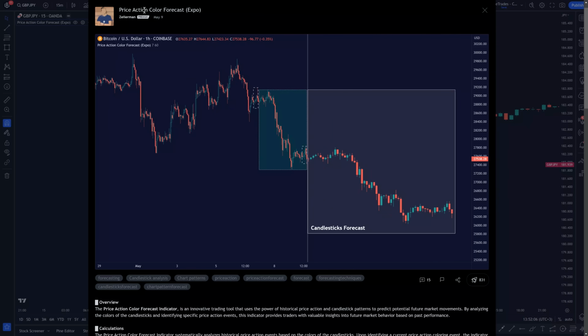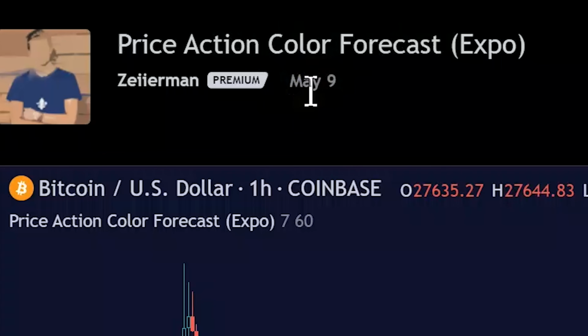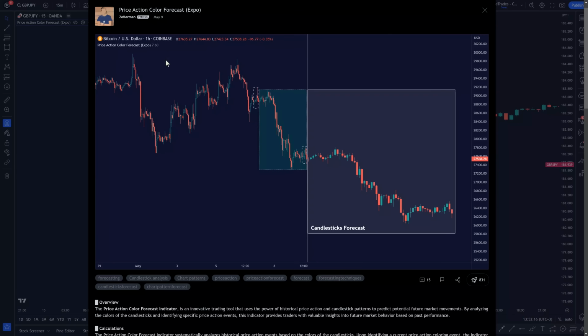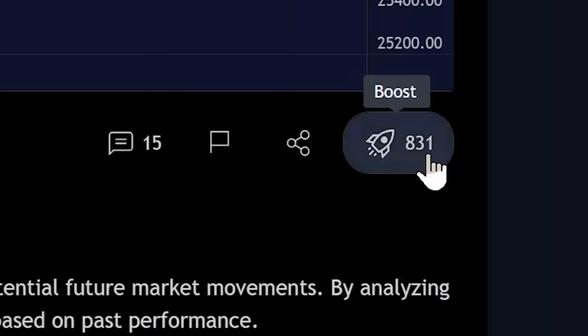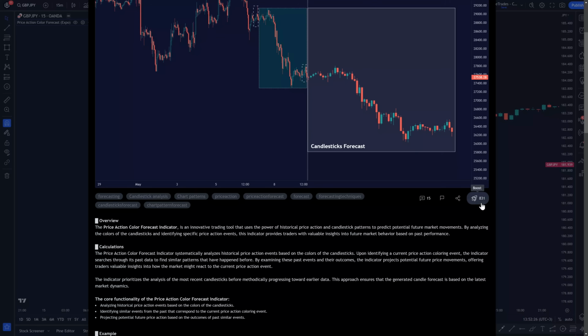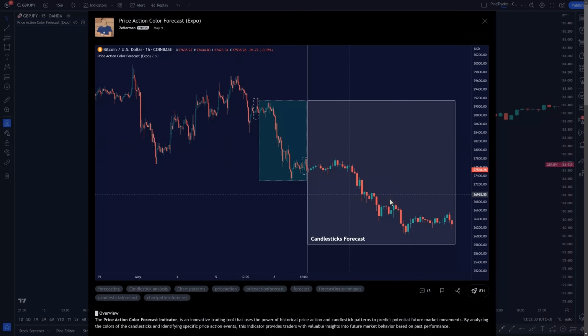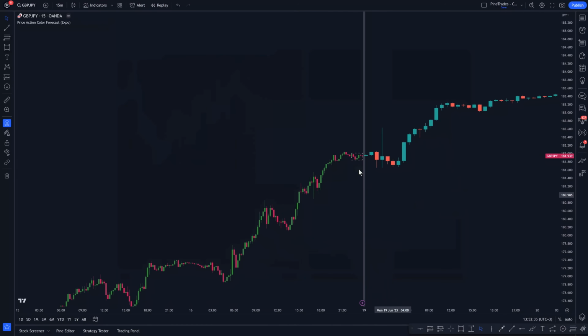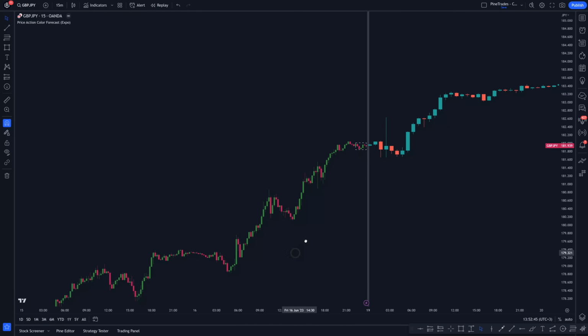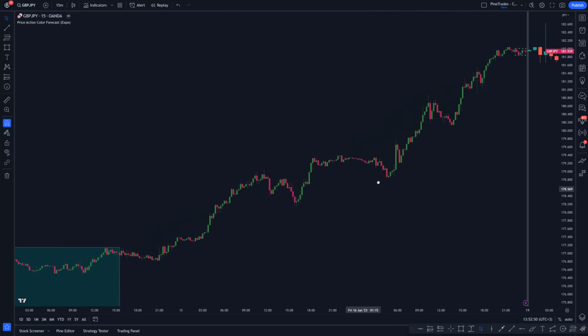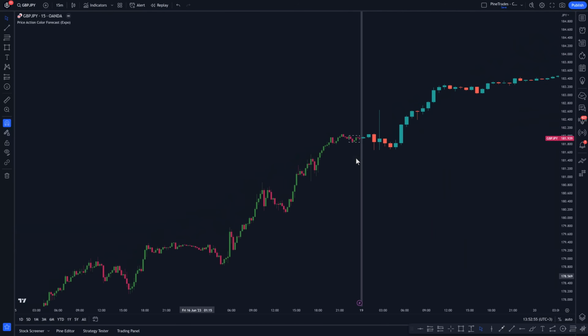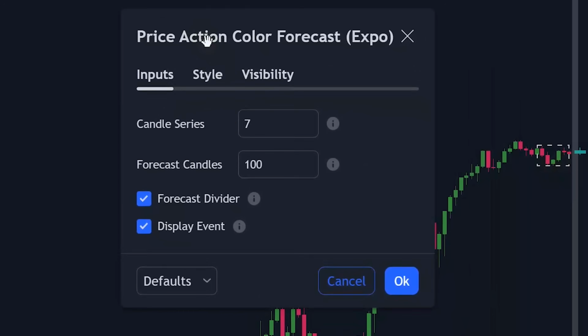This indicator was launched on the 9th of May 2023, so basically last month, but it already has over 800 likes on Tradingview, which speaks volumes about how effective this indicator can be. The Price Action Color Forecast is a trading tool that uses historical price action and candlestick patterns to predict future price movements. The input settings of this indicator includes the candle series and the forecast candles.